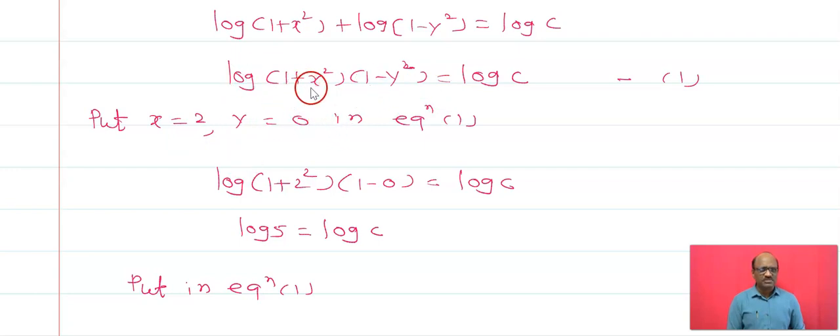Then, if you substitute x equals 2, you will get log of (1 plus 2 raised to 2), the value of y is 0, and here it is 1 minus 0, that equals c, log c. Therefore the log of 5 equals log c.